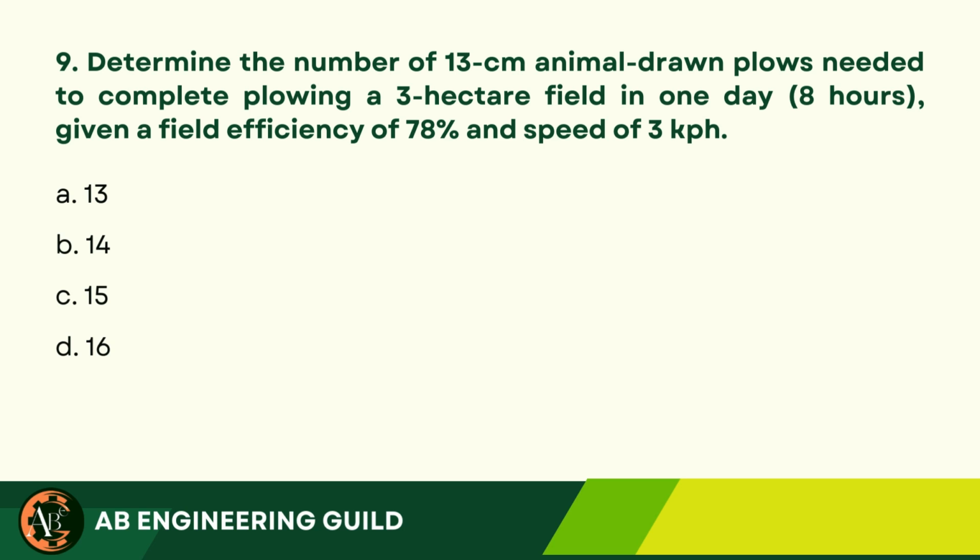9. Determine the number of 13 centimeters animal-drawn plows needed to complete plowing a 3-hectare field in 1 day, 8 hours, given a field efficiency of 78% and speed of 3 kilometers per hour.